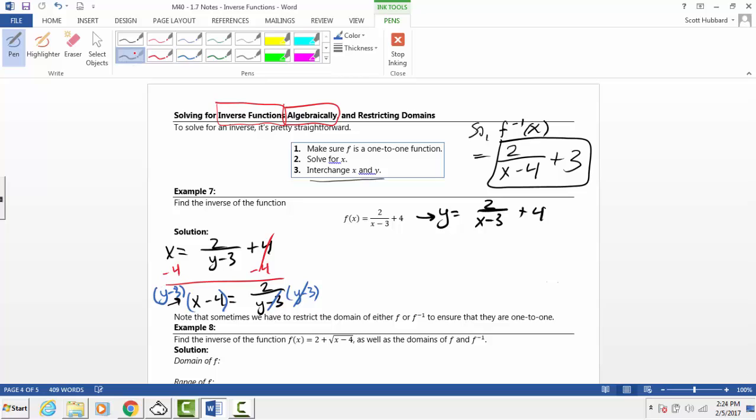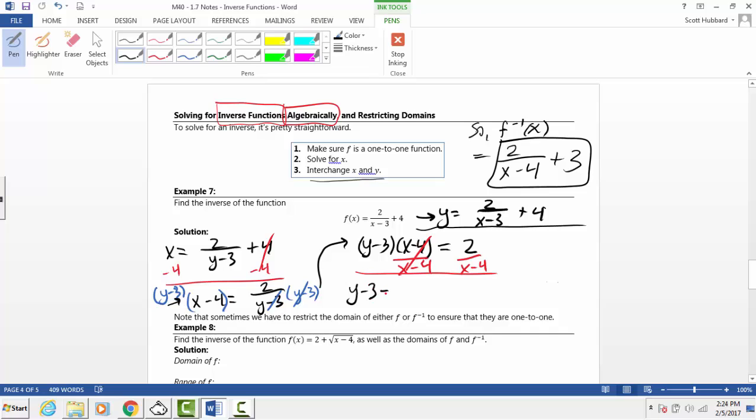Okay, and then you go over here and you get y minus 3 times x minus 4 is equal to 2. And again, you're trying to solve for y here. It's a little bit different. You're trying to solve for y, so you can just divide by x minus 4. And you get y minus 3 is equal to 2 over x minus 4. Okay, and then last step, again, we're trying to solve for y here, so you add 3. And so your final answer is, guess what? The exact same thing that we got doing it the other way.